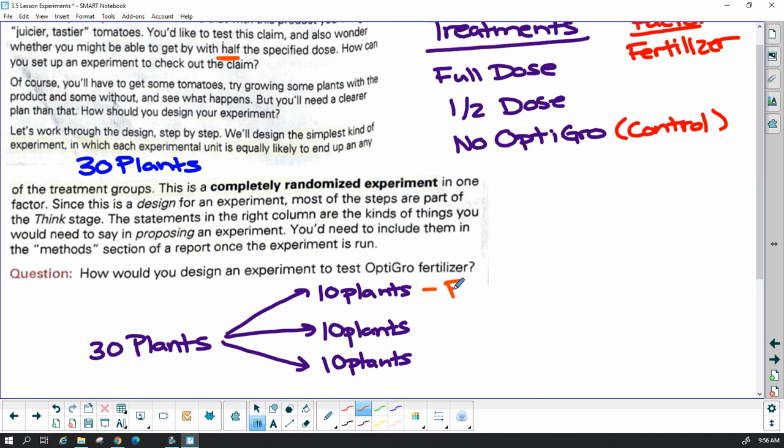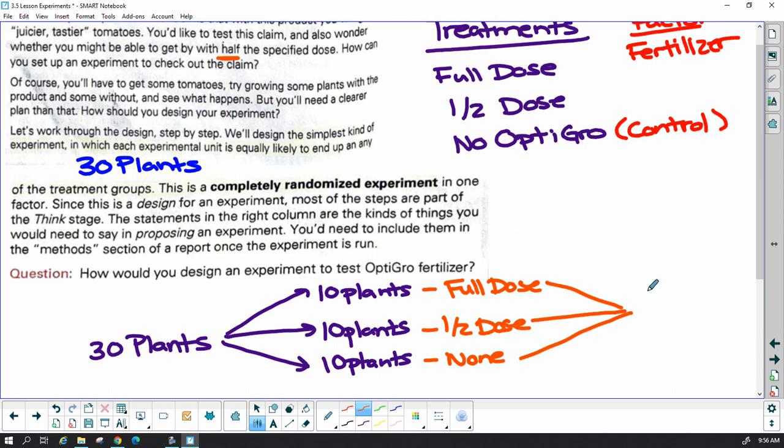So here I would have a full dose, half dose, and I'm just going to say none for now. And so then what we would do is we would see how they grow, and we would run some sort of test to determine their juiciness and tastiness. I'm not 100% sure how we determine juiciness and tastiness, but we would compare the results. And based on these results, we could say that the OptiGrow does give us juicier, tastier tomatoes, or it doesn't.